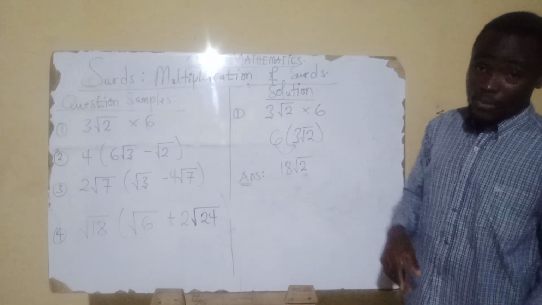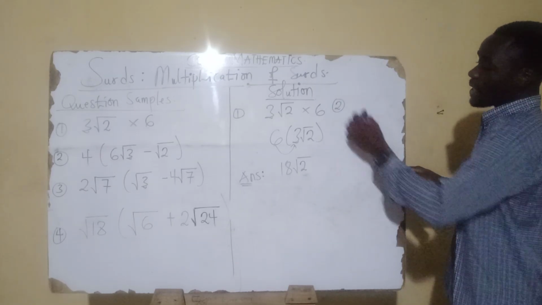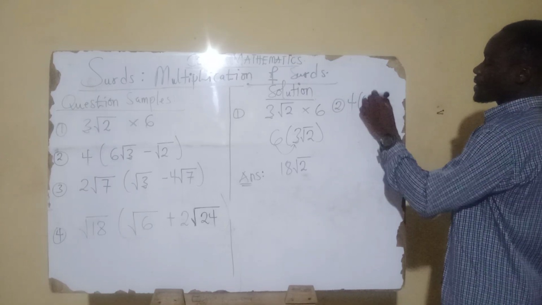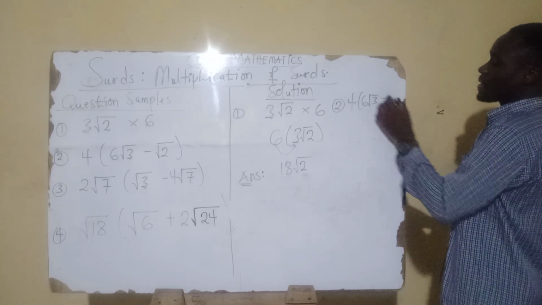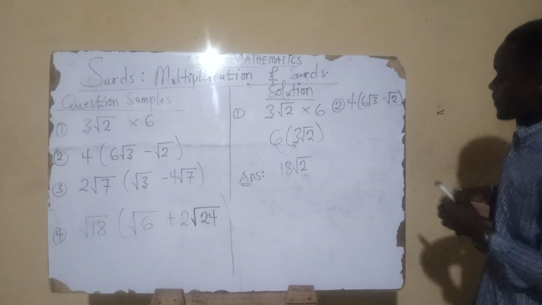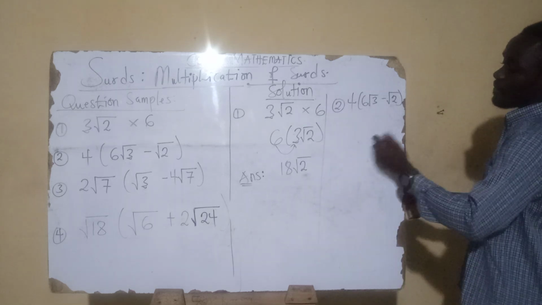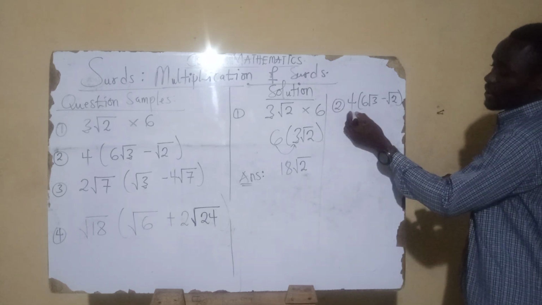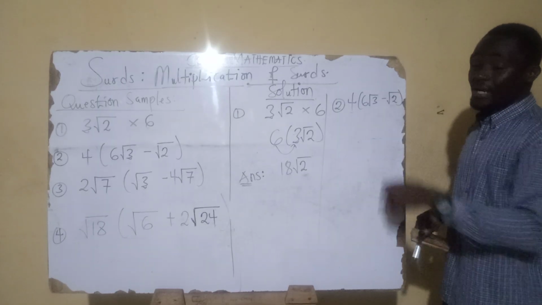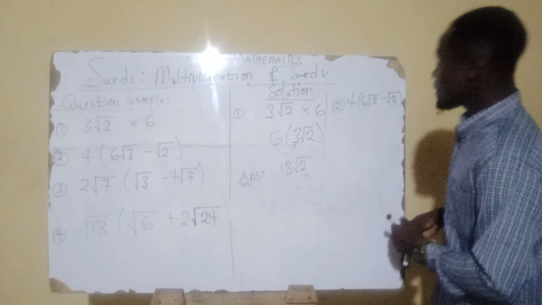So now let's continue with question number 2. With question number 2, I have 4 that is multiplying, in the bracket, 6 root of 3 minus root what? 2. I believe you are following. Now, following down, realize that if I use the 4 here, a whole number, to expand the bracket, it means that 4 will take the terms within the bracket one after the other, because what I have in the bracket is what? A complex surd. So let's see how it's going to be.